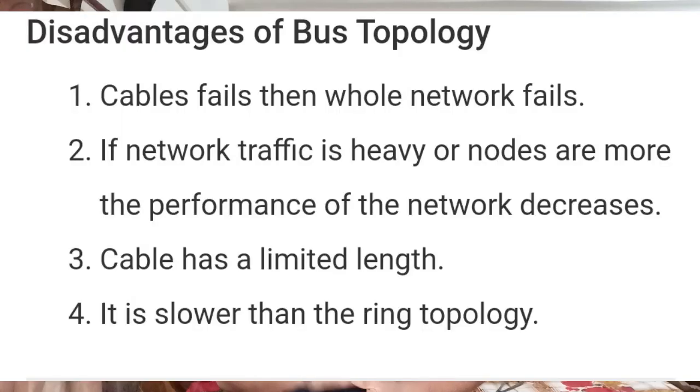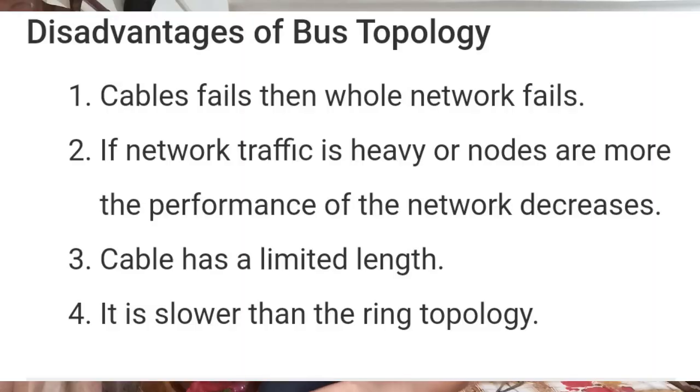The second one is if the network has too much heavy traffic and more computers are connected on that, then the performance of the network decreases. जो परफॉर्मेंस होगा नेटवर्क का वो डिक्रीज करेगा क्योंकि we have only a small amount of cable. And the third disadvantage is that due to limited cable length we have an option to connect only a small amount of computers in it. This is the third disadvantage of bus topology. The fourth one is this bus topology is slower than the ring topology.